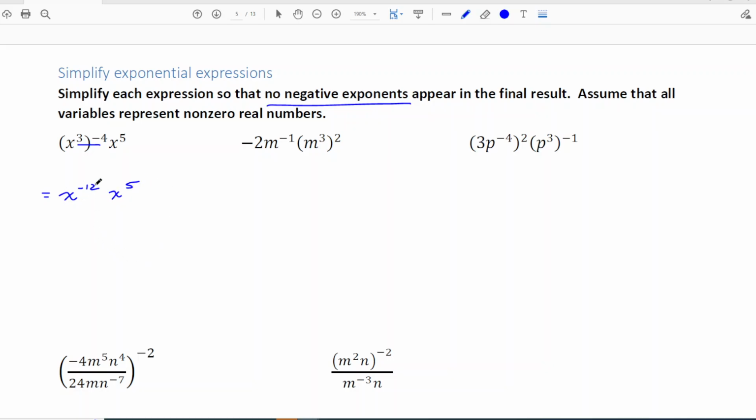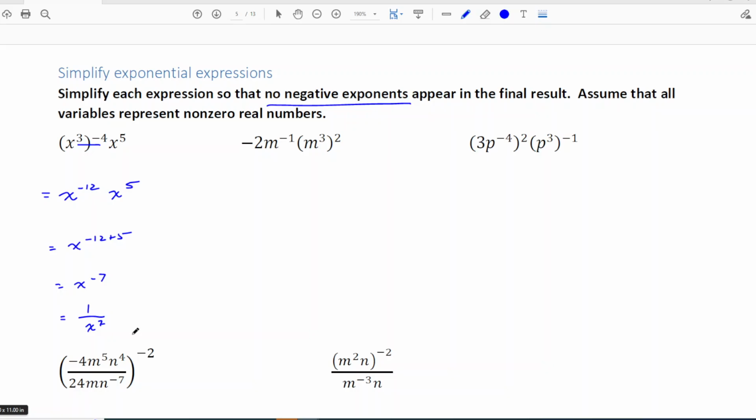Some people might look at this and be like, oh, a negative exponent, I'm going to take it to the bottom. Sure. Or you could just be like, hey, product rule. When multiplying powers of the same base, I'm going to add the exponents. I end up with x to the negative 7, which if I want to answer with a positive exponent would be 1 over x to the 7.